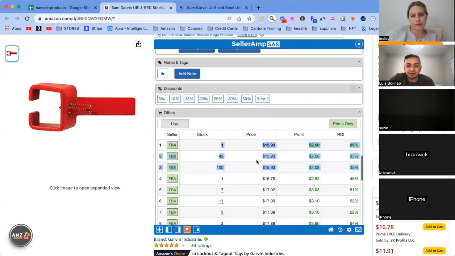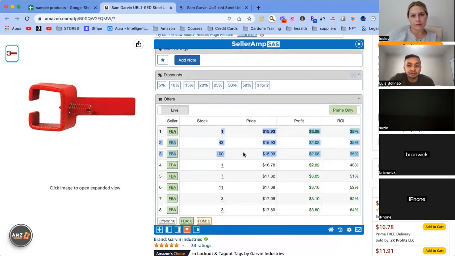This one looks like you're going to have to sit on it. So if you're willing to sit on it and wait to make $2 per sale, you can.